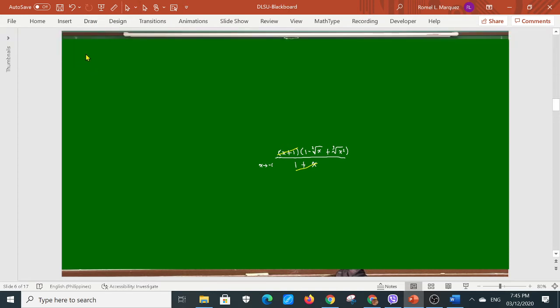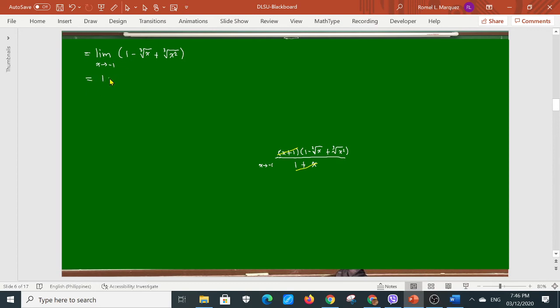So this is now equal to the limit as x approaches negative 1 of, what is now in the numerator? Actually, there is no more denominator, meaning the denominator is 1. So I just have 1 minus cube root of x plus cube root of x squared. Since it does not contain any more denominator and the cube root is always defined, we can apply the substitution technique.